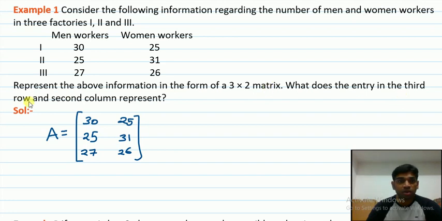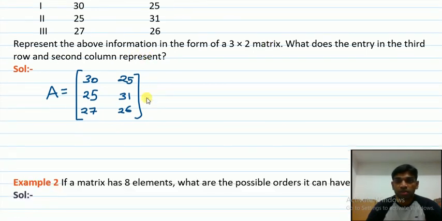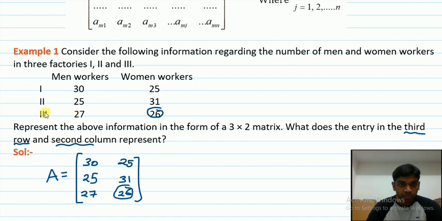What does the entry in the third row and second column represent? Third row and second column means the first row, second row and third row, and second column means first column and second column. So they are talking about this 26. So ultimately, what does this 26 denote? It is from factory 3 and women workers.